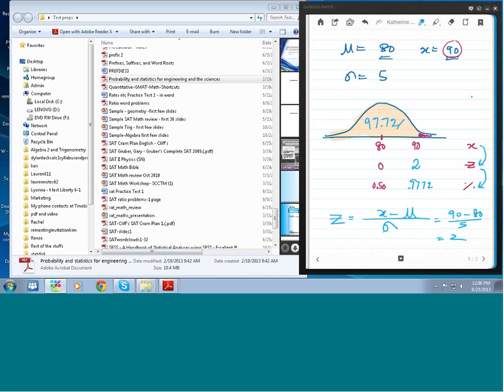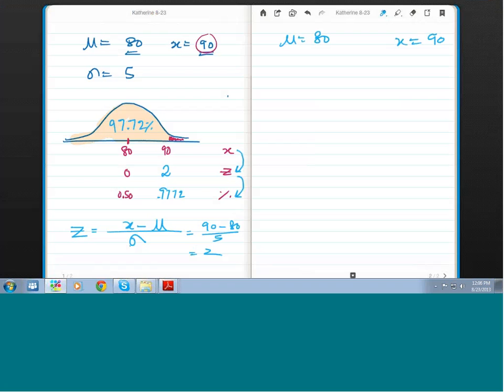Now in another class, let's say the mean is 80 again, and you got a 90 again. But in this class, the standard deviation is 10. So for this class, the Z score will be 90 minus 80 divided by 10, which is 1.